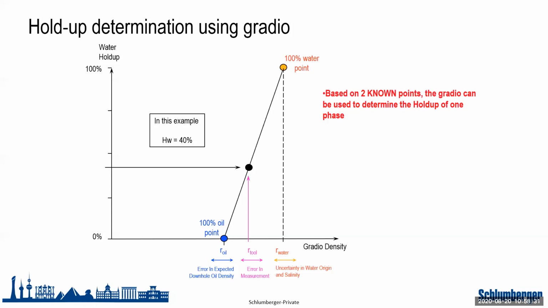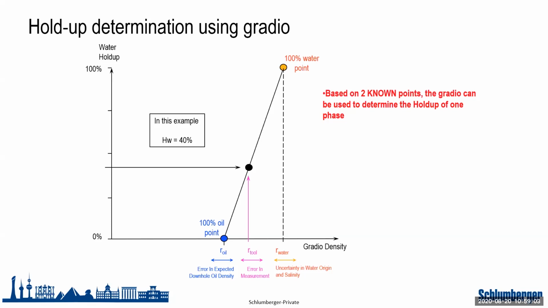Then I have the density of water. My point, the yellow point, is basically the 100% water point. Why? Because I have 100% water hold-up, and this is the downhole density of water. Again, this downhole density of water comes from PLT data, okay? If I know the salinity and the downhole temperature that I am measuring with my tools, I can derive the downhole density of water, yeah?